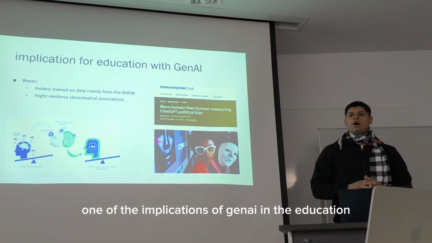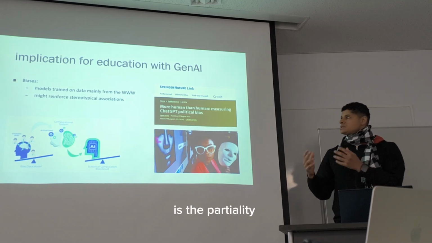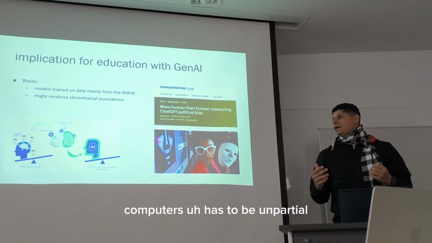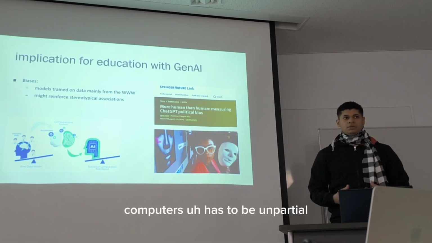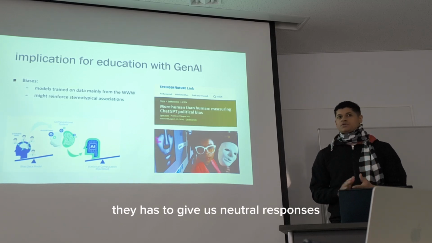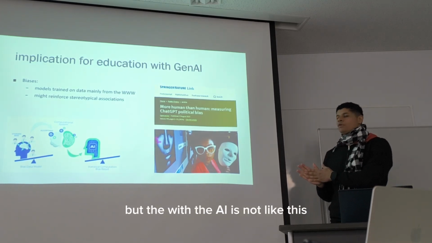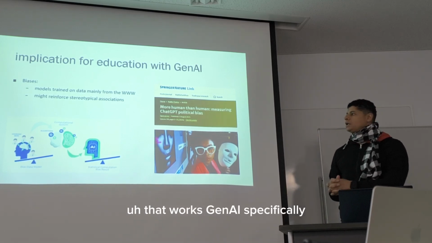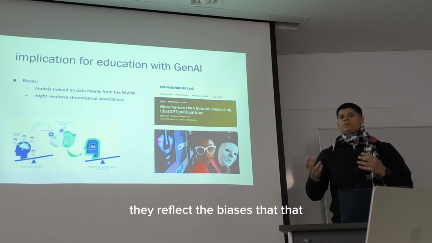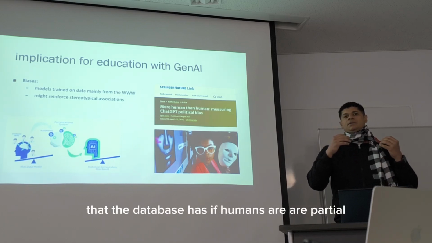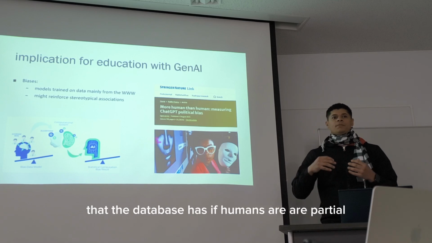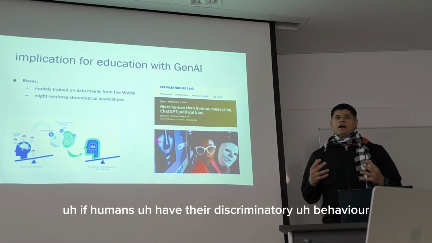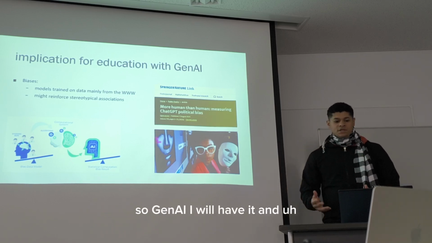One of the implications of GenAI in education is partiality. As we know, computers are supposed to be impartial. They are supposed to give us neutral responses. But with AI it is not like this. GenAI specifically reflects the biases that its database has. If humans are partial, if humans have discriminatory behavior, then GenAI will have it.